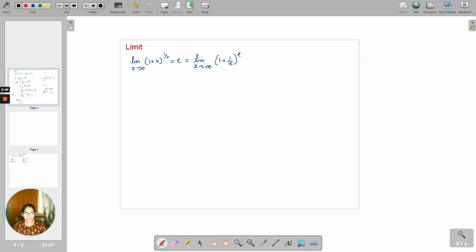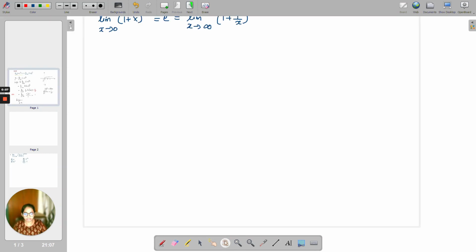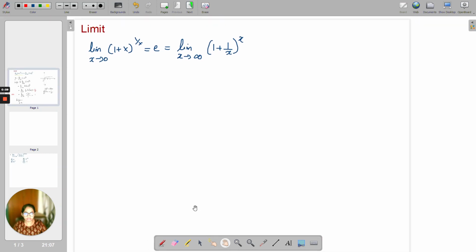So what did we study in our previous lectures on limit? We studied the concept of limits. We studied the sandwich theorem. And then we studied what happens to the function sin x divided by x when limit x approaches 0. We would get that equal to 1, right?